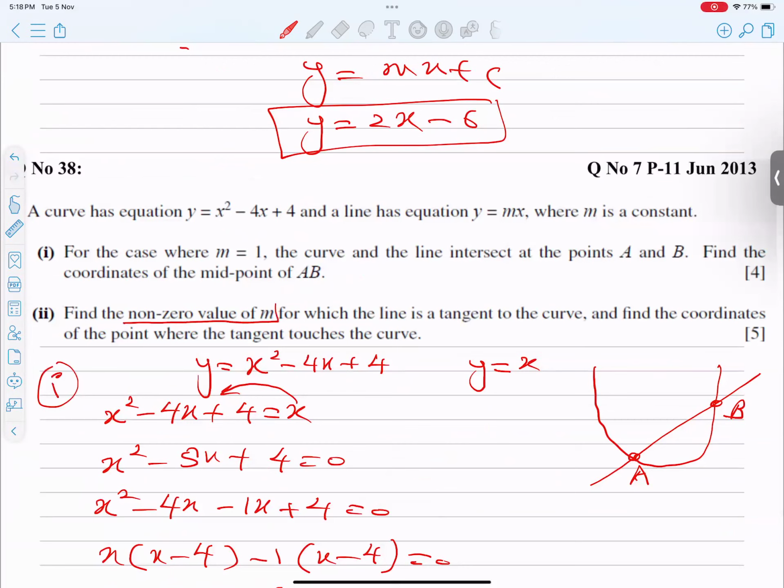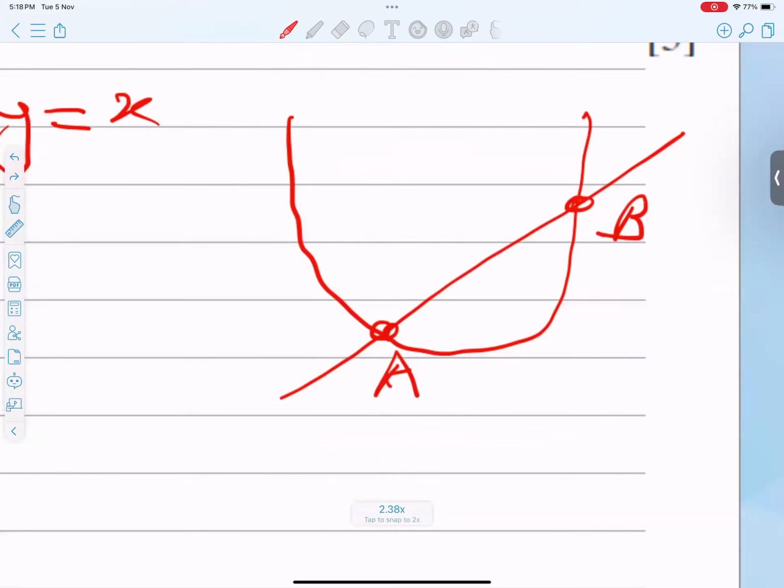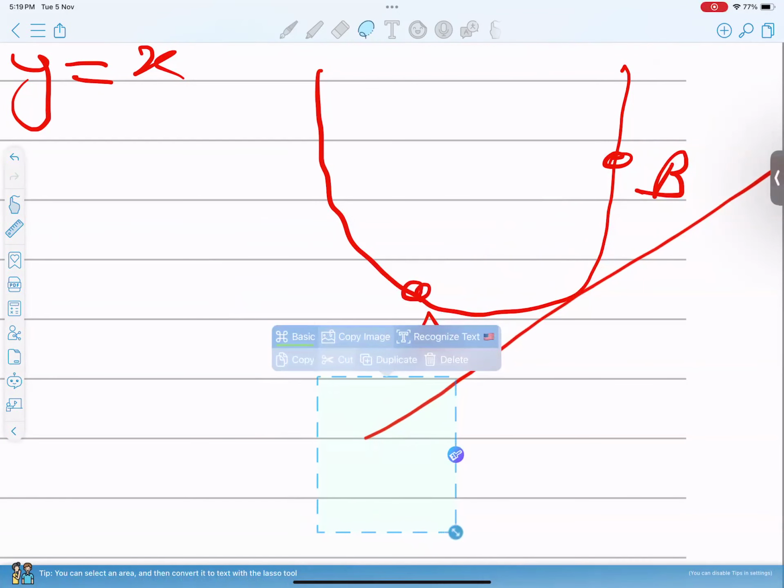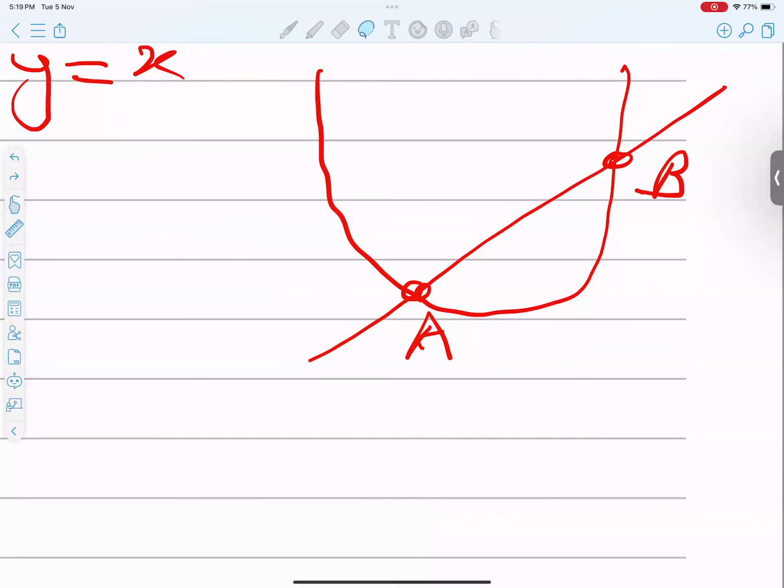Find the non-zero value of n. It means I will get two answers, and I will not take 0. So the line is a tangent to the curve. Tangent means if I drag this line slightly and it touches the curve, it is called a tangent. I think the point is very clear.